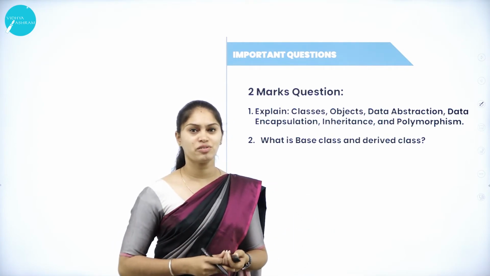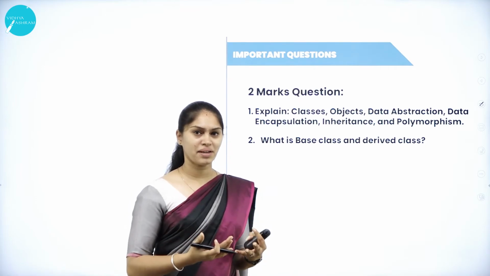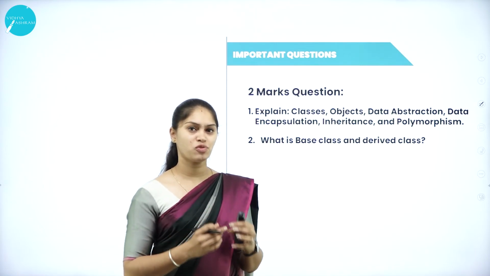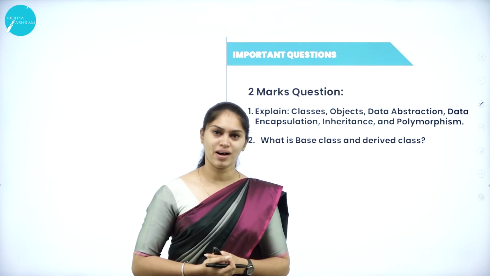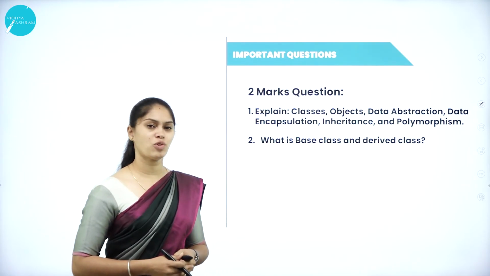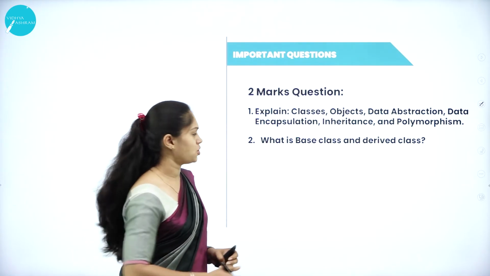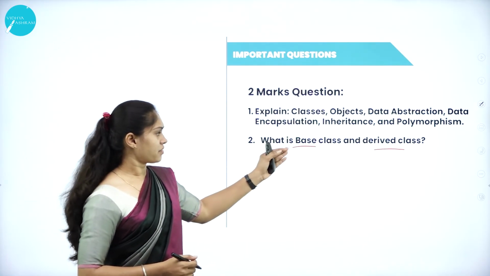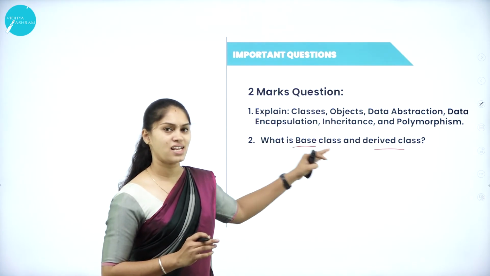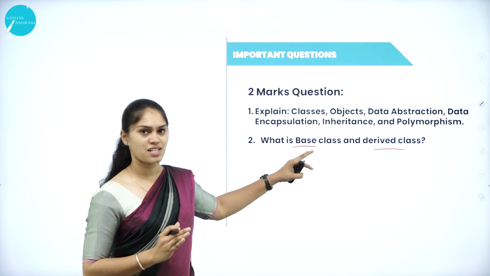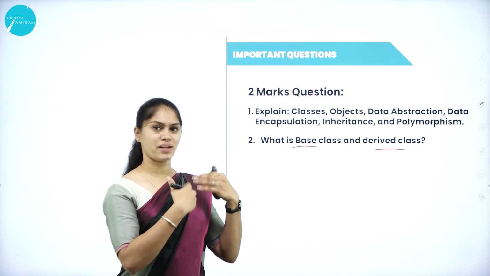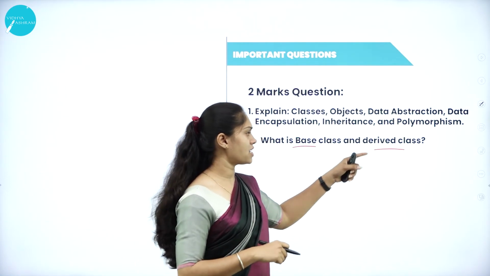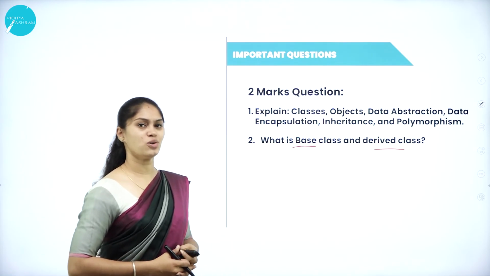What are the possibilities of asking the 2 marks question? That can be asked related to class, object. Remember one thing, by making use of the basic concepts of OOPS, any concept can be asked for 2 marks. Along with that, you can see another question: what is base class and what is derived class. Base class and derived class can also appear in the inheritance chapter. But when they ask about base class and derived class, the base class is also called super class or parent class, the class which gives its properties to the new class. The class which acquires the properties from another class is called the derived class. So this is related to the 2-mark question.